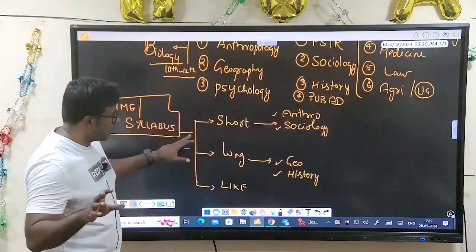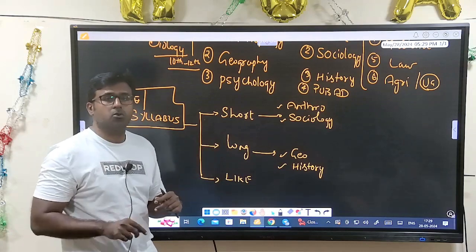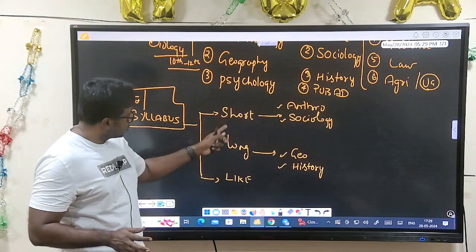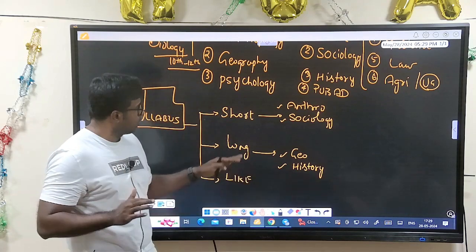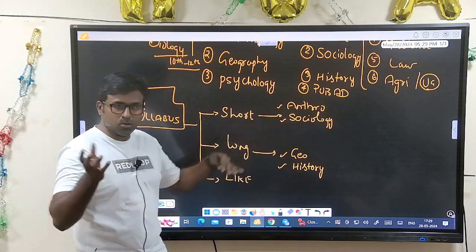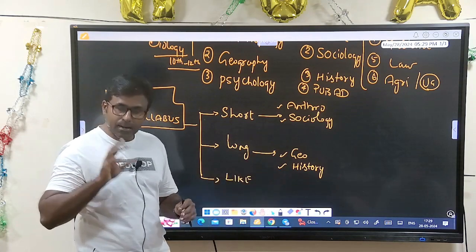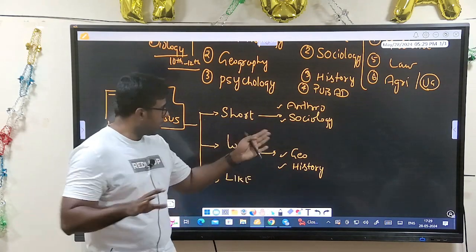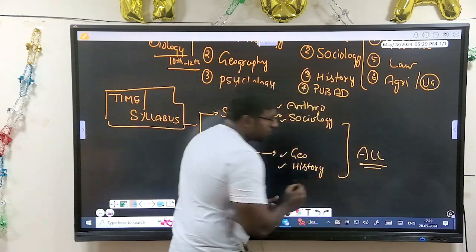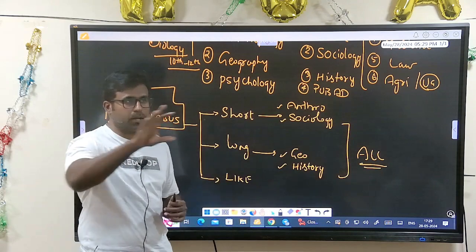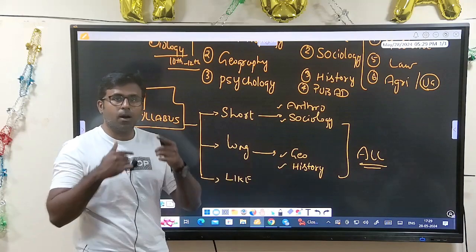And last, but not the least, the time and syllabus. I will use this as one more factor in choosing short, long, and the things you like. Here you can take any which way you want. Anthropology and sociology will be a short portion. Geography and history are a long portion, but all are scoring portions. There is a misconception saying that this option is well scoring, that option. No, all options are scoring. You should know where you are getting it.